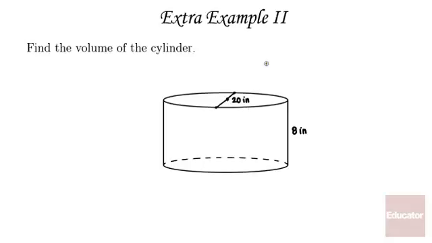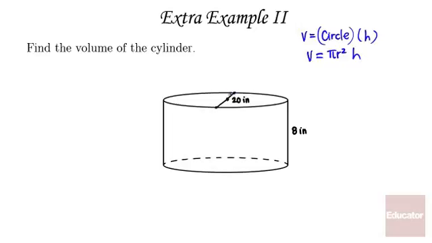Now, if I want to find the area of this circle, the area of the circle times the height, I need to find the radius. I need the radius, not the diameter. So it's pi r squared times the height.